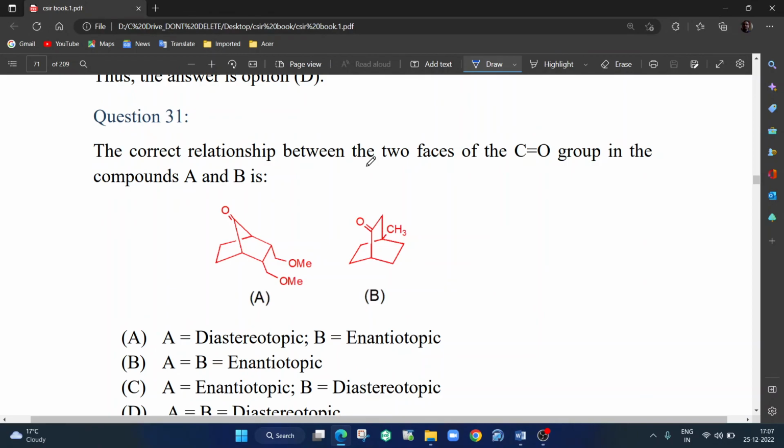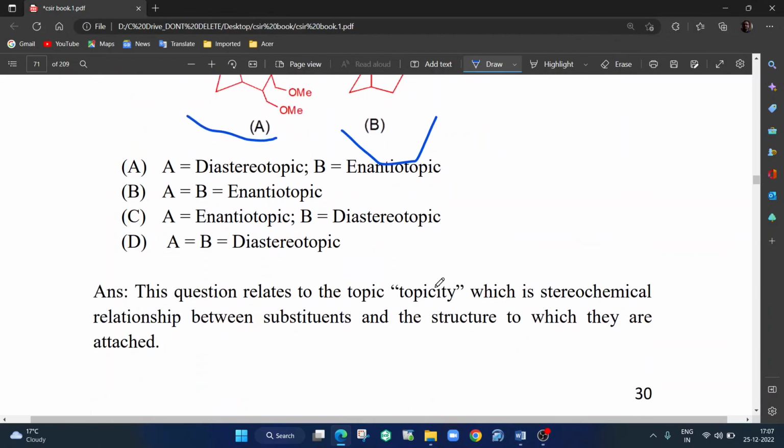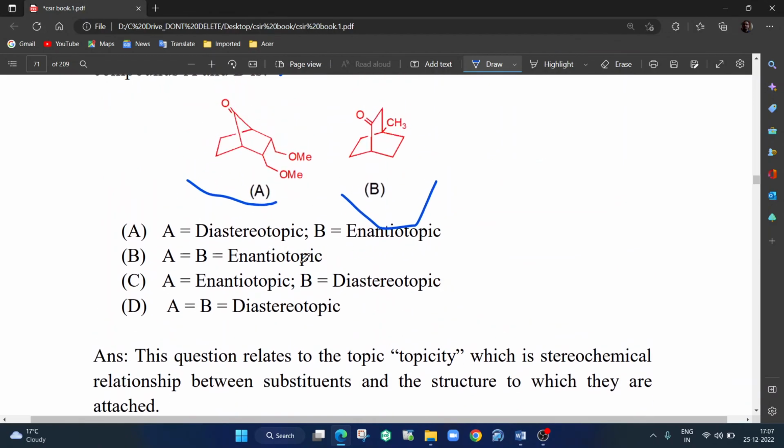The first question says: the correct relationship between the two faces of the C=O group in compounds A and B is. So these are the two compounds. Asking for A, what is it, and for B, what is it. They are two separate questions. Options are: diastereotopic and enantiotopic, both are enantiotopic, enantiotopic and diastereotopic, or both are diastereotopic.